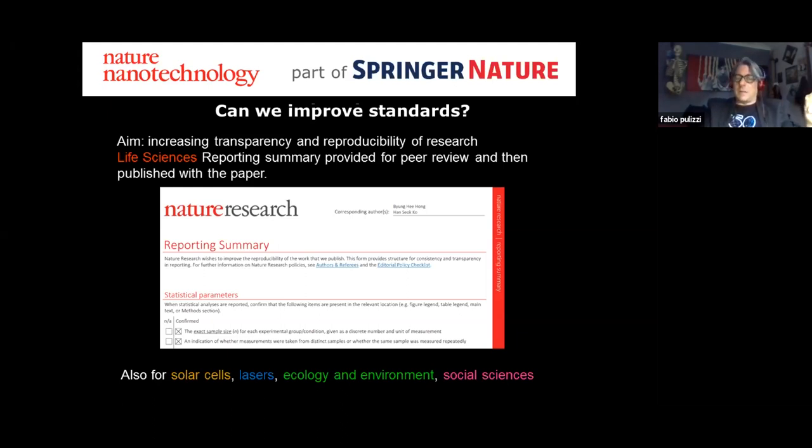Something similar was then done for solar cells papers, for lasers, and then for ecology and evolution, for the social sciences. And in those cases, for example, in the solar cells and lasers, there's really an emphasis on reporting, for example, whether performance is certified or not, and how the experiments were done, on which type of cells they have been done, and so on. And I know that there is an attempt to look at even more of these.